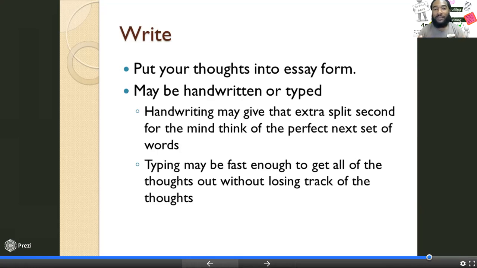Depending on how you feel about getting your thoughts out or getting your thoughts into essay form, you might want to handwrite it, you might want to type it. But when you turn in your rough draft to me, it has to be typed. It has to be turned in on Blackboard. So either way, I tend to handwrite my stuff first.